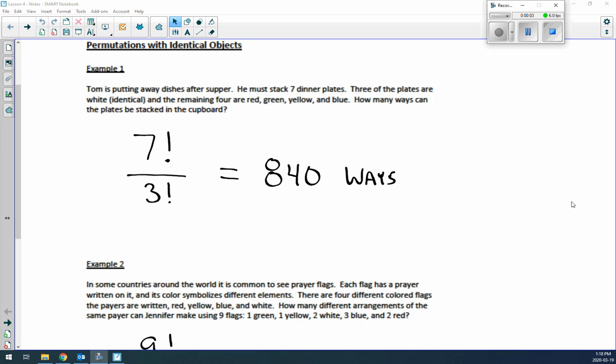Okay, this is the fundamental counting methods. This is lesson 4, so permutations with identical objects. So Tom is putting away dishes for dinner.